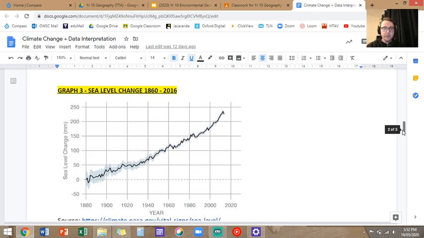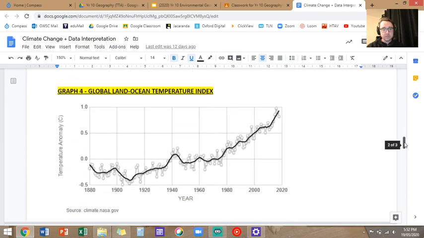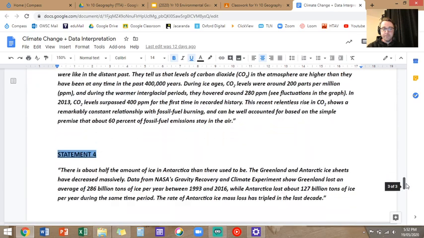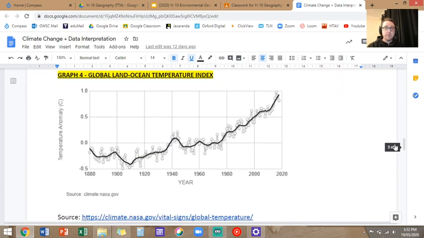Another good way to match these graphs with these statements would probably be, obviously you're looking for what the graph is measuring, but also for those dates. So if you see 2016 somewhere in one of these statement cards, you might be able to find some of that information. Anyway, and then graph 4 is measuring the global land ocean temperature. Temperature anomaly is how much it's changing. So how much the temperature has changed from 1880 to 2018 or 19, I'm not quite sure.